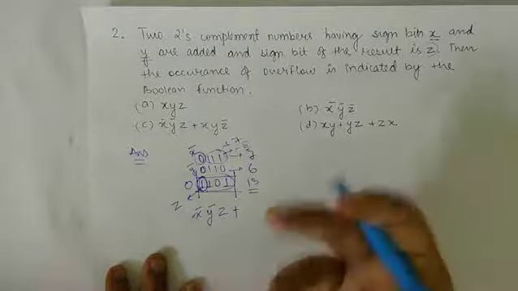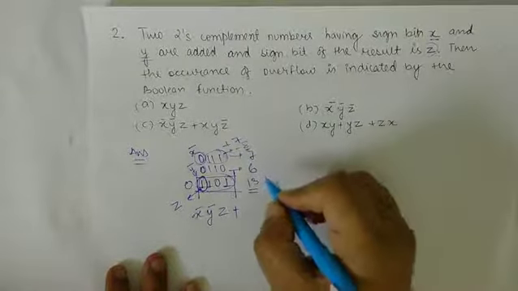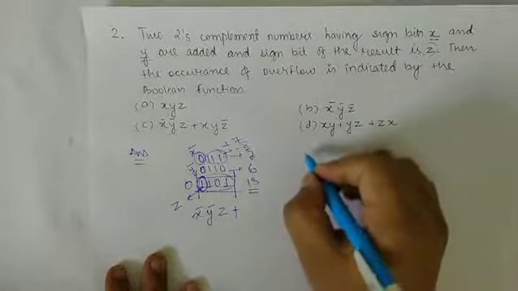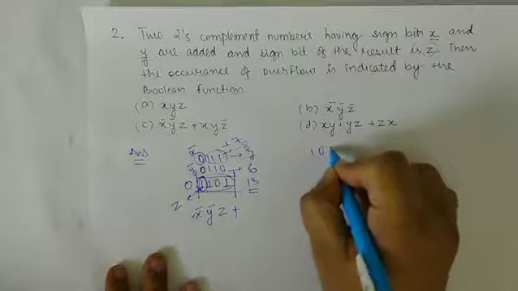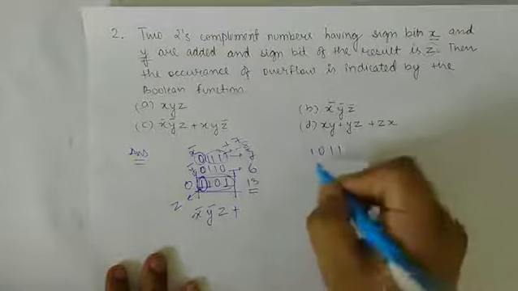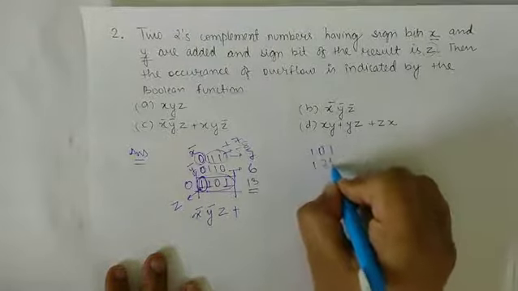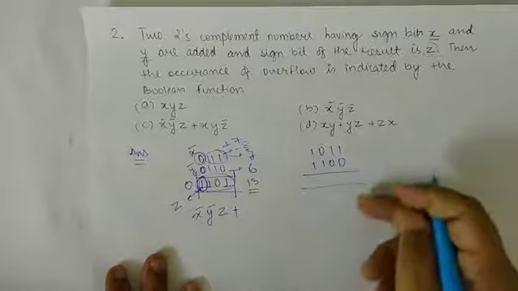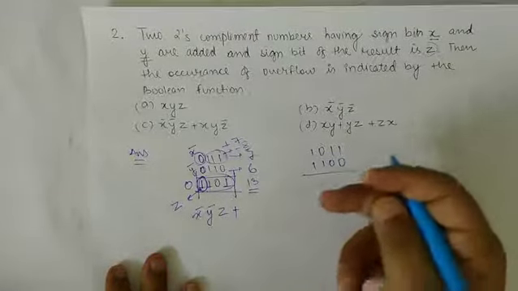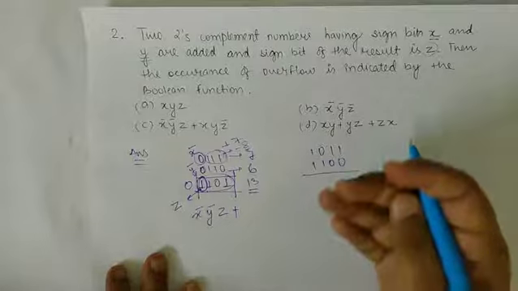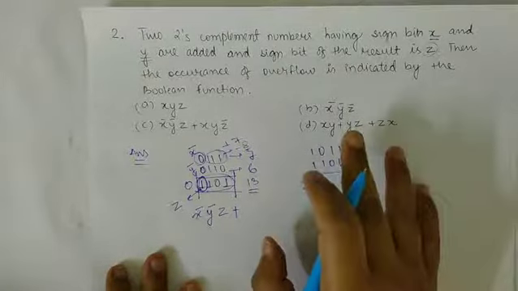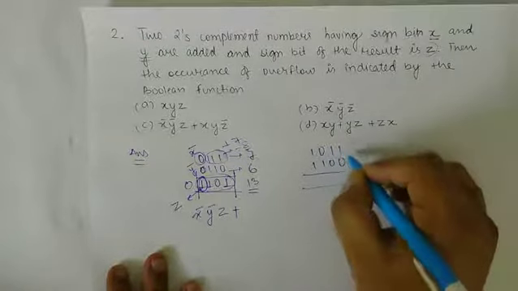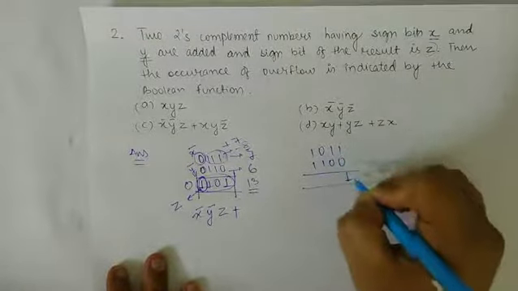Next, one more condition of overflow can be, suppose we take two numbers: minus 5, which is 1 0 1 1, and minus 4, which is 1 1 0 0. Minus 5 plus minus 4, obviously the result will be minus 9, and minus 9 cannot be represented by a 2's complement number, because the minimum number that can be represented is minus 8. So here also we get an overflow.